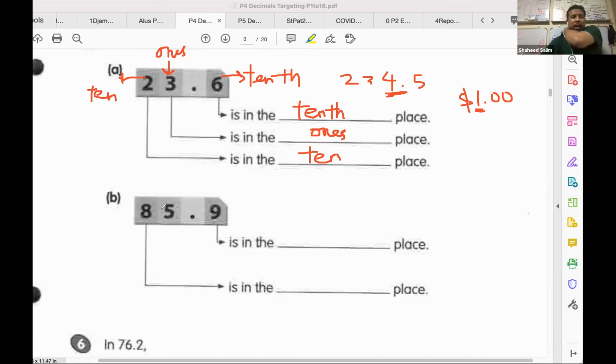What about this one? Identify where the ones place is. For the ones, you look down here beside the dot.